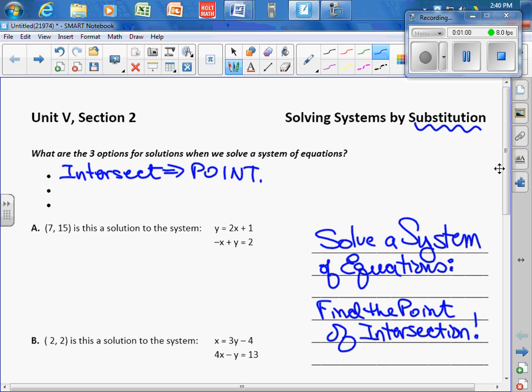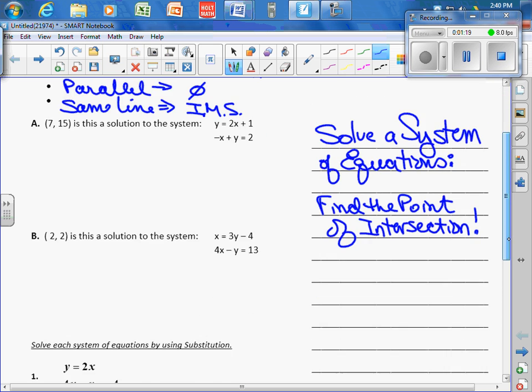Something else that could happen, though, is that the two lines could be parallel and we'll end up with no solution. And if they are the same line, we will get infinitely many solutions. So let's keep that in mind as we go through this section.